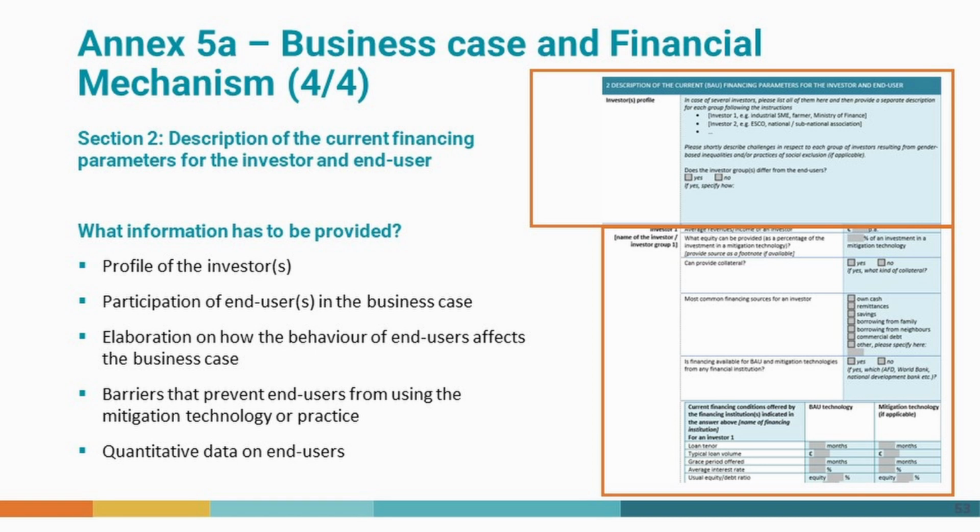In this section of the annex, you will also elaborate on the barriers that end users face that prevent them from using the mitigation technology or practice, including those barriers resulting from gender-based inequalities and/or practices of social exclusion. At the end of this section, you are asked to provide quantitative data on the average income of the end user and the maximum fee an end user can afford or be willing to pay for the service provided through the mitigation technology. For example, fees for public transport, for electricity, or the like. When possible, provide this information disaggregated by gender.